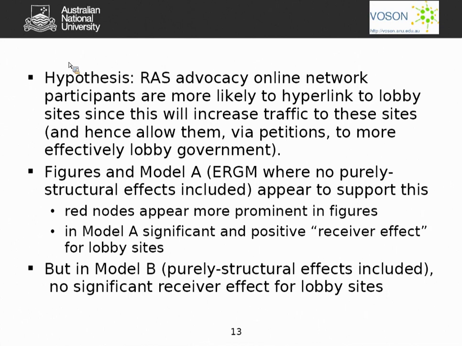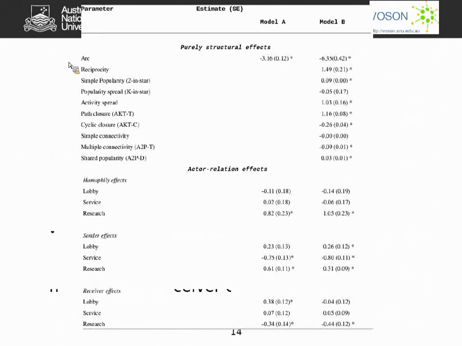We looked at visualizations like the ones I've just shown you, and we also estimated an ERGM model. We had two versions of the ERGM model. Model A has none of the structural effects, which are up here, the various structural effect parameters that can be included, while we had only actor relation effects in this model. And model B is what we regard as the fully specified model, where we've also included the purely structural network effects.